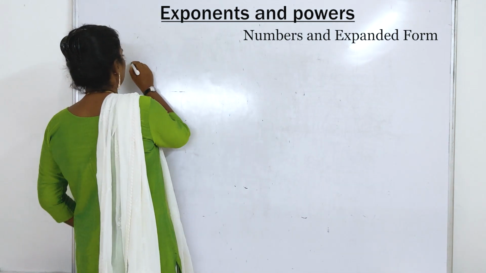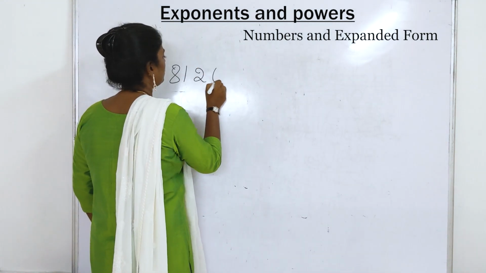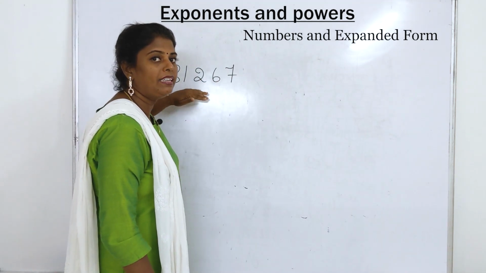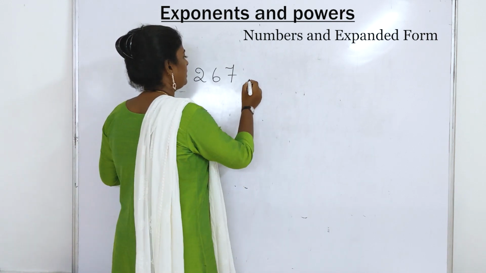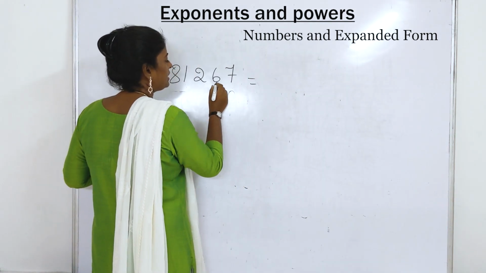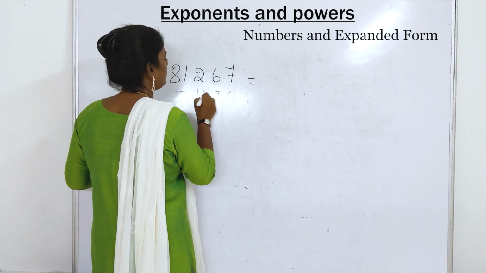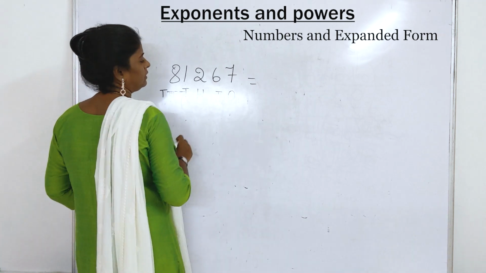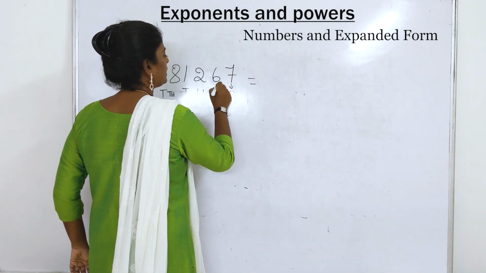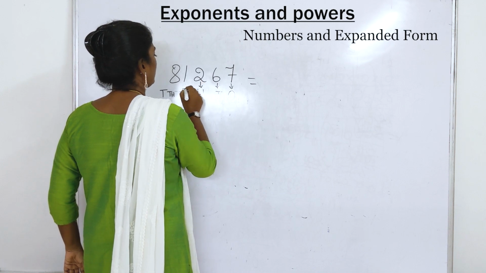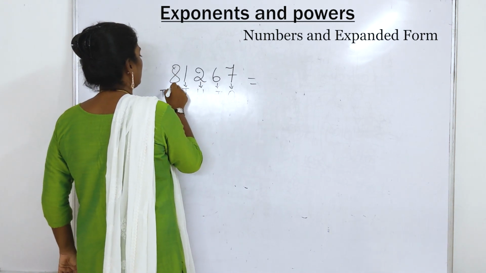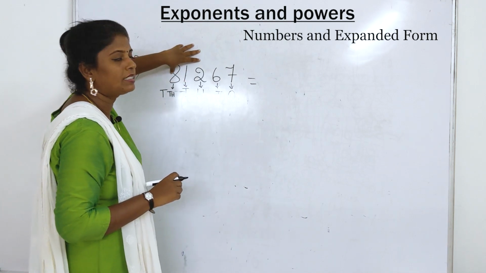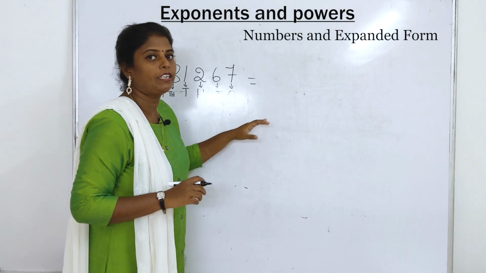For example, if we have 8, 1, 2, 6, 7. This is a given number and you have to expand this number. 7 is in the ones place, 6 in the tens place, 2 in the 100 place, 1 in the 1000 place, 8 in the 10,000 place. So you have to expand this given number in an expanded form.